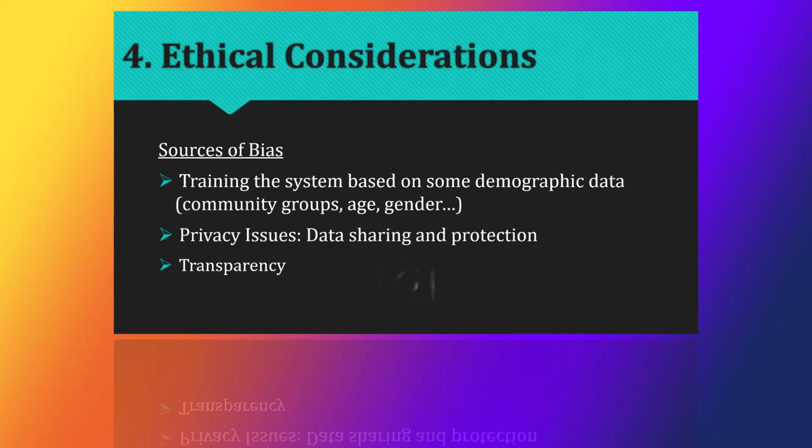And the privacy issues, data sharing and protection. This is also another serious issue. And then transparency. If the model or the algorithm is not transparent enough, we will have privacy issues. And if we don't protect the data securely, we will have data sharing issues or protection issues.